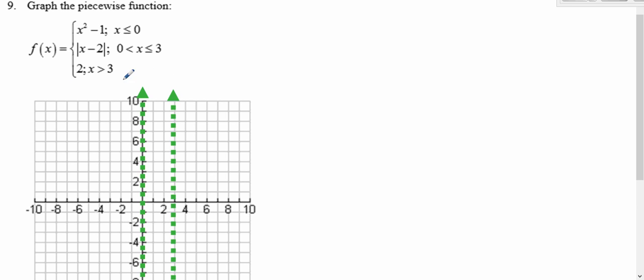So on the left, it's x squared minus 1. And since it's less than or equal to, we're going to have a closed point at 0. In between the two lines, it's absolute value of x minus 2. On the left, we have an open circle, and on the right, we have a closed. And then the far right of the graph, it's just 2, and it's going to be an open circle at the line.